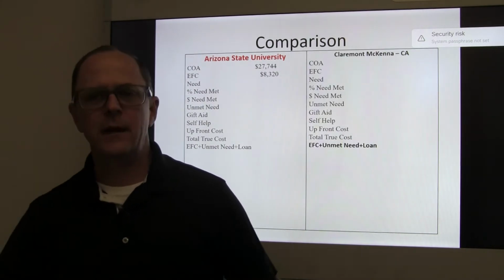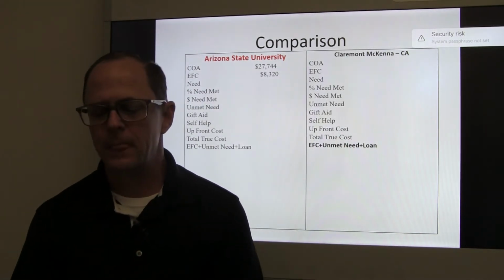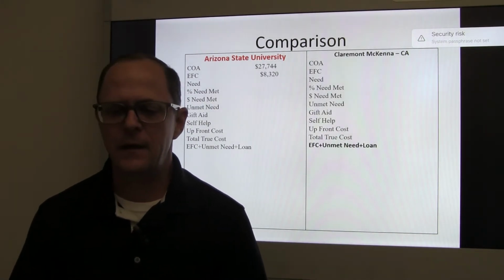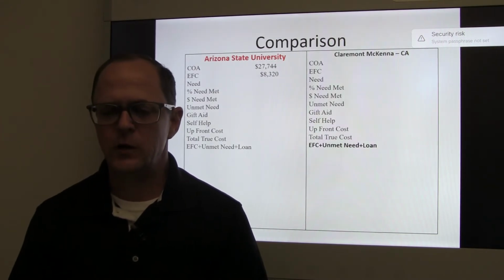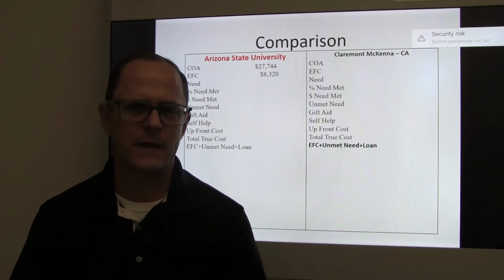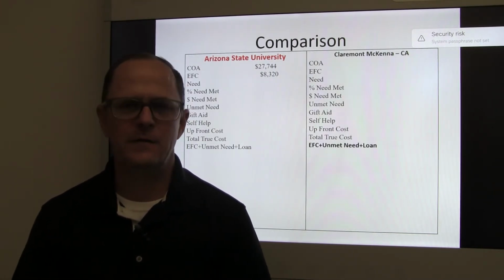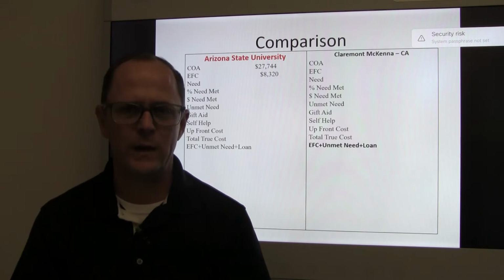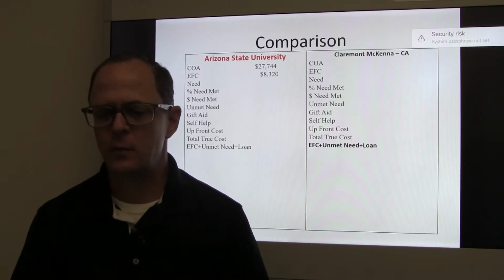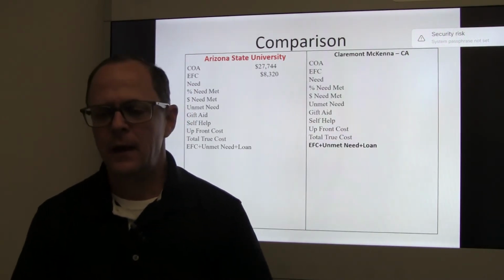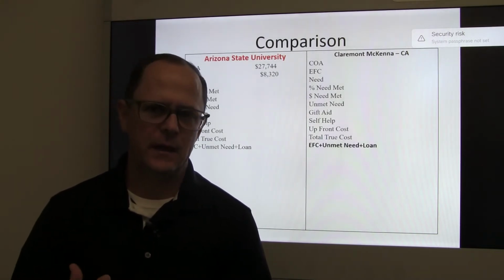So let's talk about and compare two different colleges. In 2018, the sticker price at ASU was $27,700. This year, 2019, it's about $29,000 for 1 year at ASU. And the only variable is EFC.